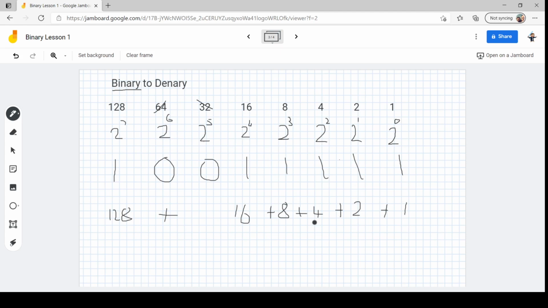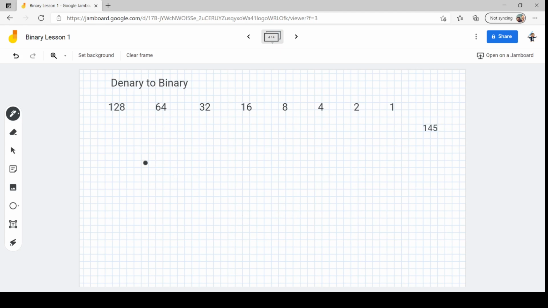Right, now to do the opposite. So now we're going to look at how we convert a denary number to a binary number. A denary number just means something like this here. So what we're going to look at is the number 145, a number that we all know as denary. Now we need to convert that to a binary number using the binary headings we talked about just before.